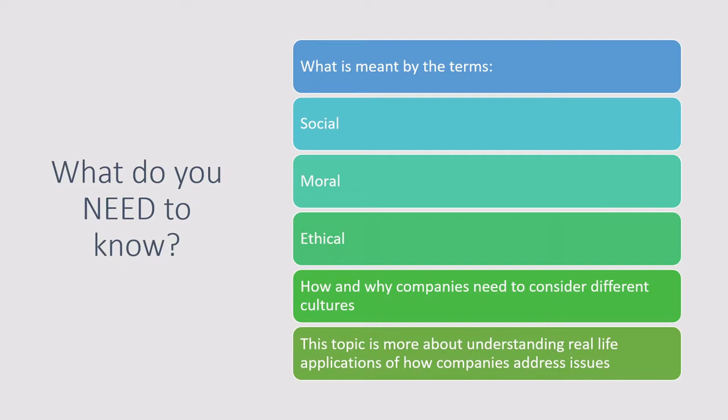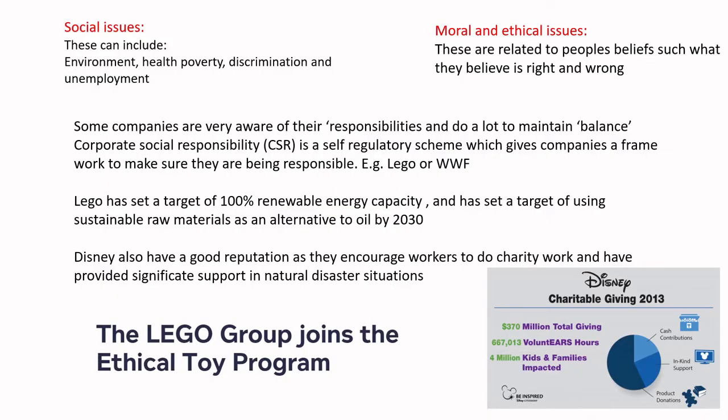So I'll go through a little bit of definitions and I'll give you a few different examples to think about. The difference between social and moral and ethical issues: social issues are typically to do with the environment that we live in, health, poverty, how different affluent areas compare, discrimination between things like race, gender, age, those sorts of things, and unemployment. Those are social issues.